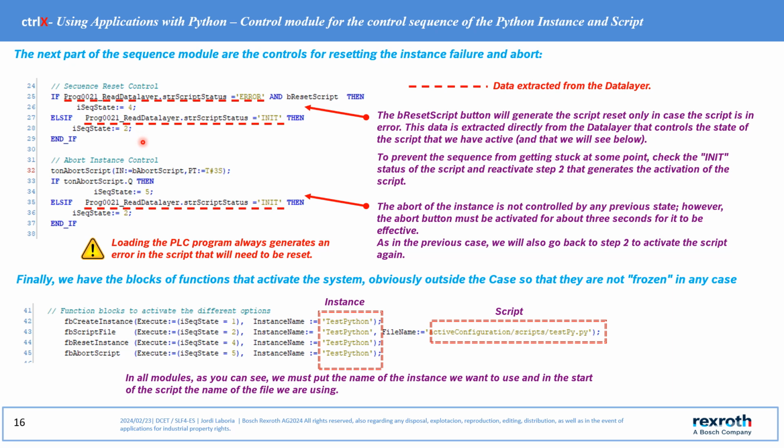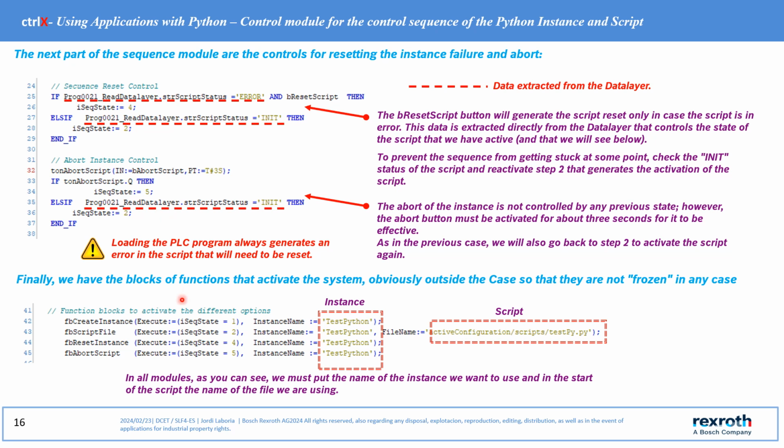The abort does not depend on any previous state. However, to prevent it from being activated when pressed, we have placed a timer that delays the activation for about 3 seconds, so that it is not pressed by mistake and we have a problem with the script. As in the previous case, once in the init state, we return to step 2.